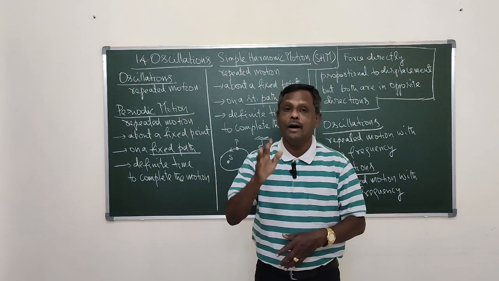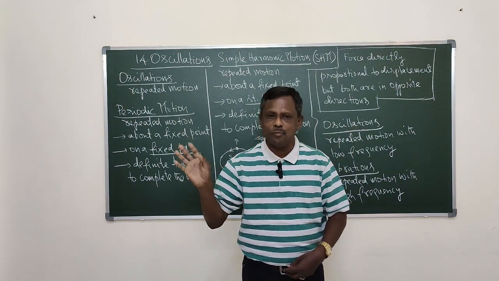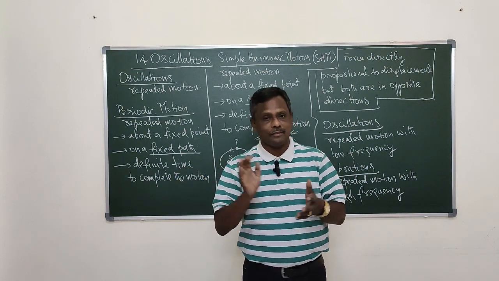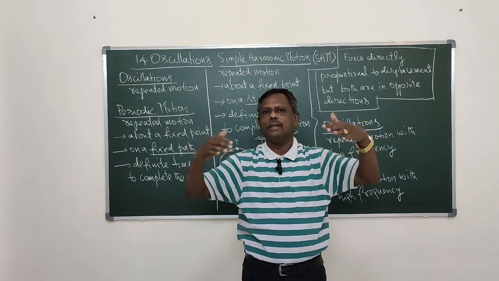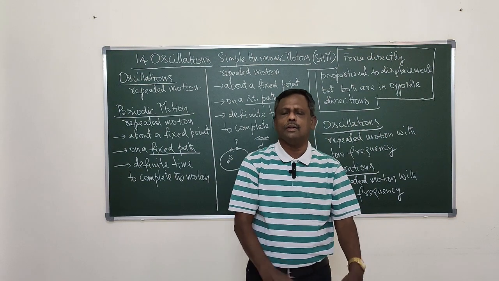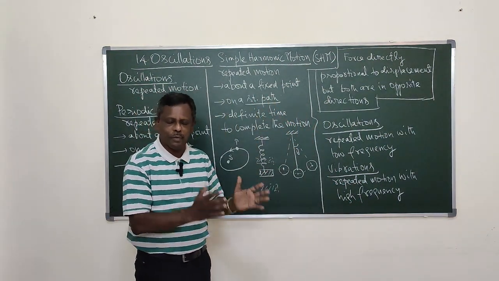So then what is it? Oscillation. When you talk of oscillation, it's a repeated motion on a path, but we never bother how long it takes. Vibration is a more general term. Within this we come to periodic motion, and within that, the basic one is simple harmonic motion. That is what we are going to study in most of this lesson.